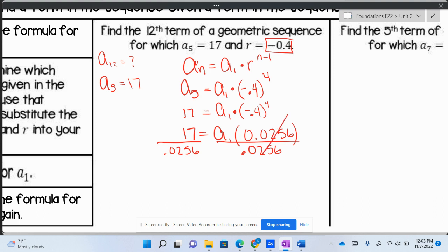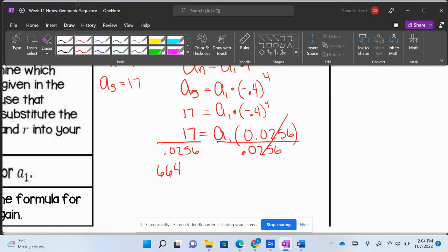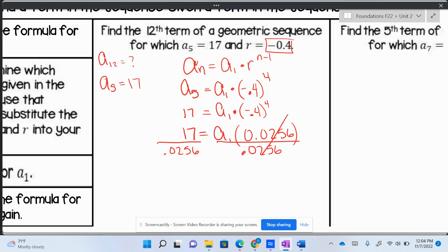So when I do that, what do I get? No napping. When I do that, what do I get? It's a terminating decimal, so give me all of it. I thought it was 664. Oh, is it 66? Okay, I wrote it wrong. No, you guys are on it. Good. So 66.40625 equals the first term. Okay.